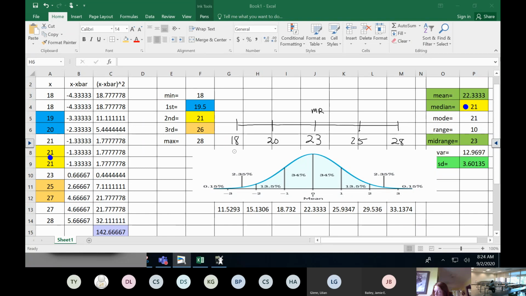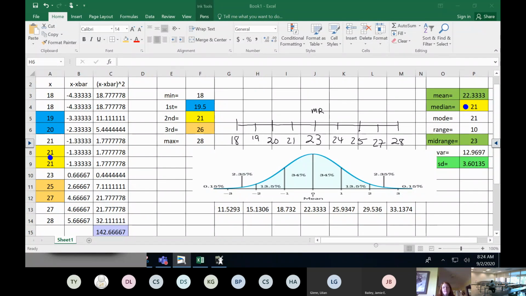So 18 to 20, so that'd be 19. What is that? 20 to 23, 21 and a half. 23 to 25, that'd be 24, somewhere in there. And then 25 to 28 would be what, 27, something like that. All you got to do is graduate it.